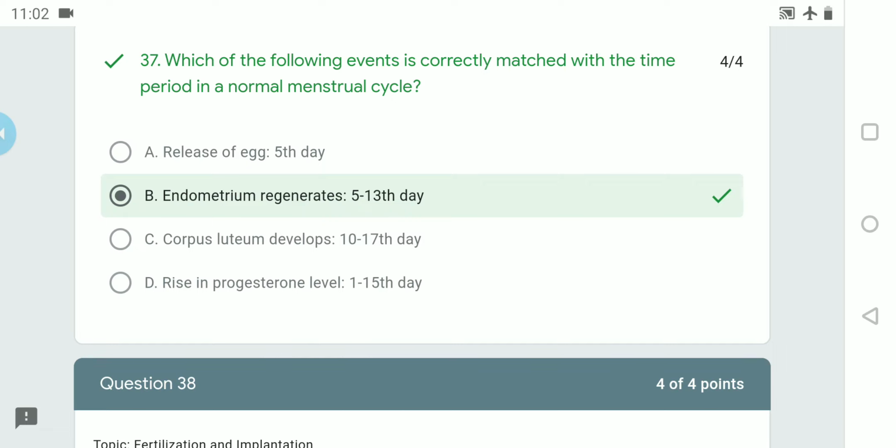So which of the following events is correctly matched with the time period in the normal cycle? I told you, in human females menstruation is repeated at an average interval of about 28 or 29 days. That can be seen in normal cases. In abnormal cases, it may be plus 1 or minus 1. I told you while discussing the theory, when they are not healthy, or in rare cases, it may differ. But generally, if they are normal, the endometrium regenerates between the 5th and 13th day, isn't it? Then exactly on the 14th day, ovulation will occur. Do you remember? Yes.